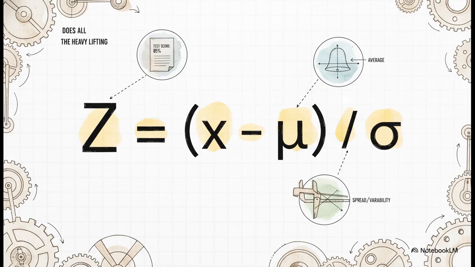This little formula, this is what does all the heavy lifting. To get the z-score, you take your value, x, subtract the average of its group, and then you divide the whole thing by the group's standard deviation. What you're left with is a beautiful, simple number that tells you exactly how many standard deviations away from the average your score is. That's it.